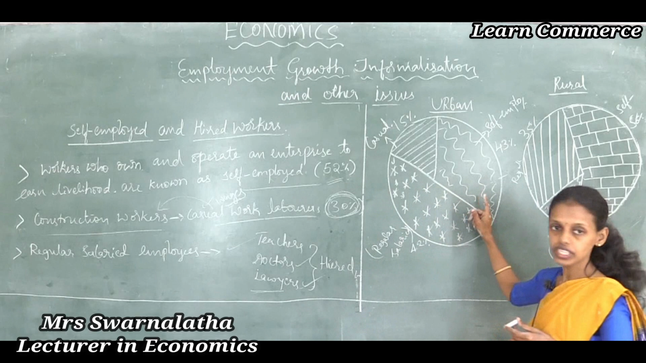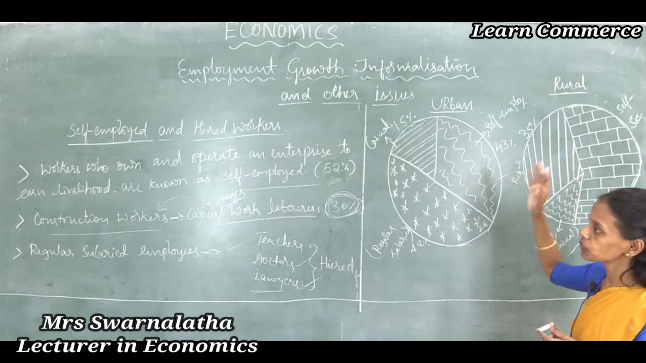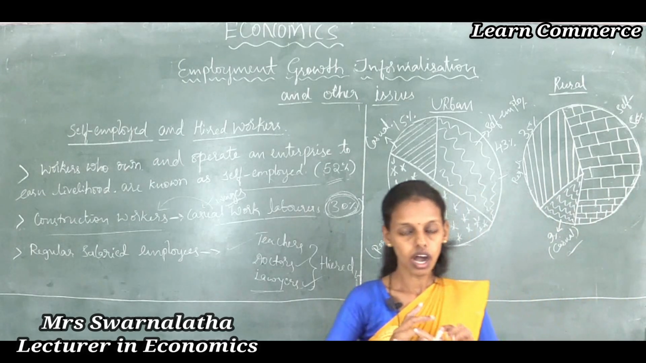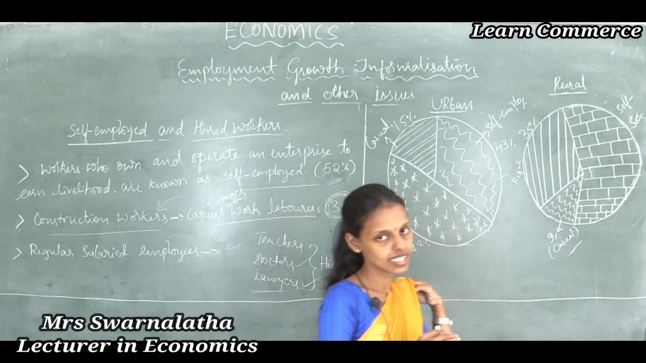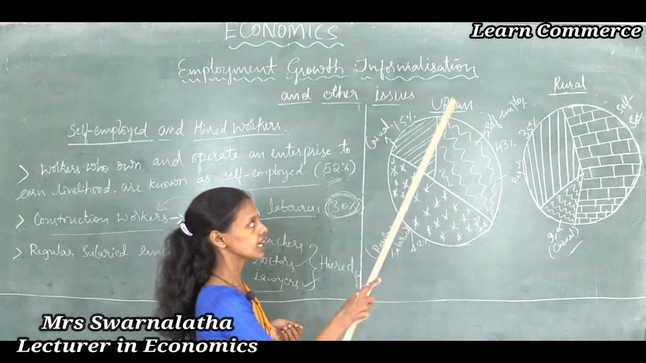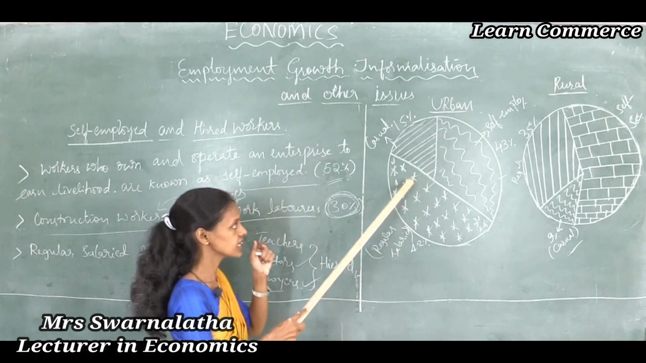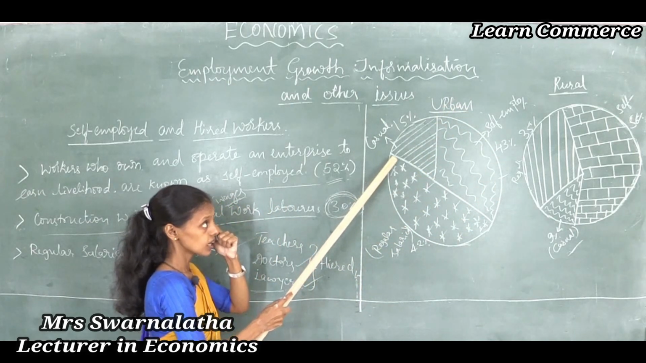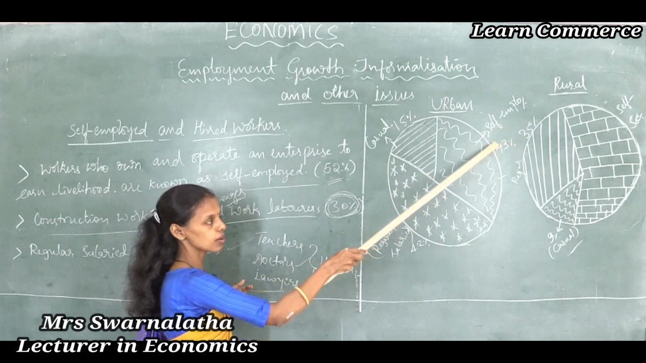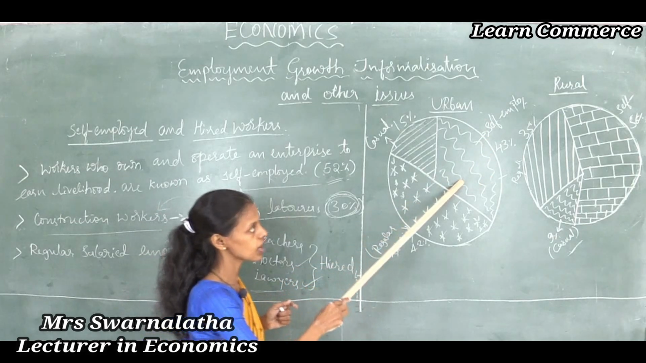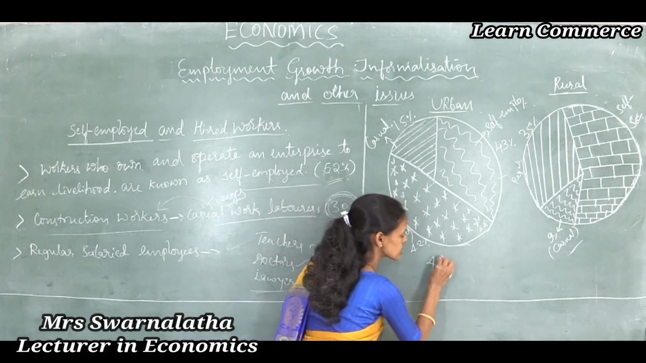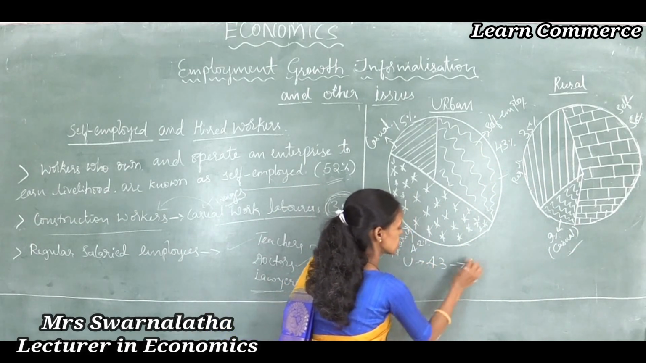Through the pie chart we are going to see the urban and rural distribution of self-employed and hired workers, how the distribution of employment is done. You can see here, in urban areas, 43% of people are engaged in self-employment.